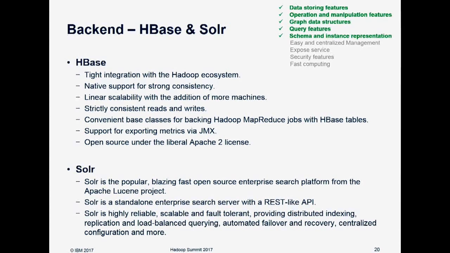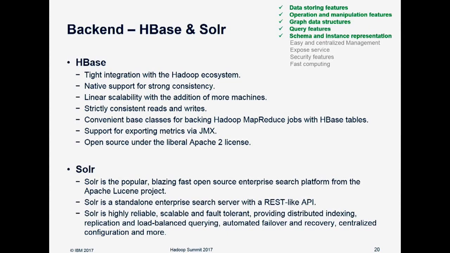So we talked about the criteria, the standard we tried to choose for a graph database. And on the top, the green colored check marks that we put there indicate that Titan plus HBase plus Solr, I mean actually Titan includes HBase or Solr at the backend, all this together complies pretty well with our requirements: data storing features, operations, graph data structures, the query features, and the schema and the instance representation.